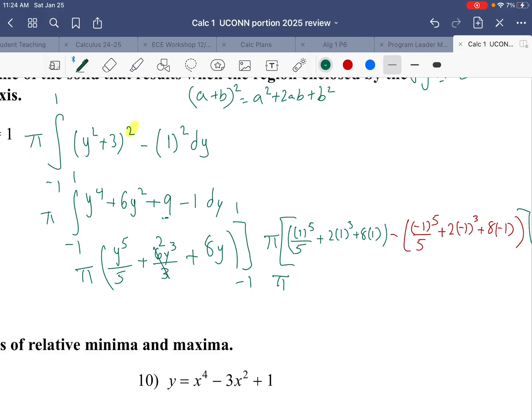So it's like pi times 1/5 plus 2 plus 8, and then minus, this is going to be a negative 1/5 minus 2 minus 8. Or pi times 1/5 plus 10 minus a negative 1/5 minus 10.